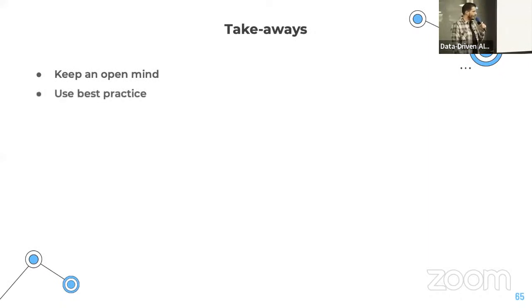The second takeaway is to use best practice. What we do here at Taboola is most of our models are not actually developed at Taboola. They are free, from the open web, and you can use existing models and just do some manipulation to feed them into your own product. So it's free and you don't have to build your own model each time you are facing a problem.